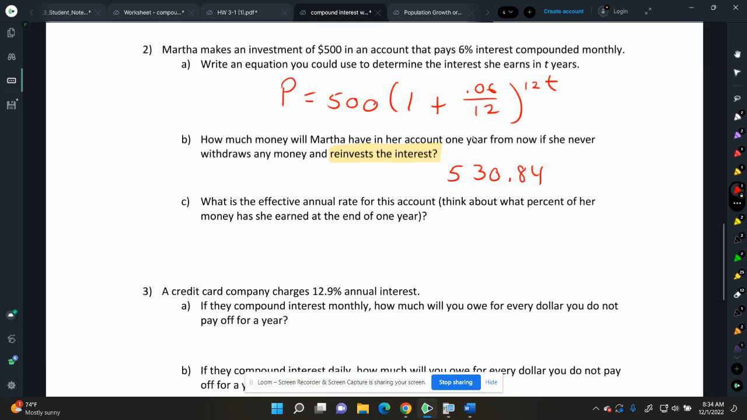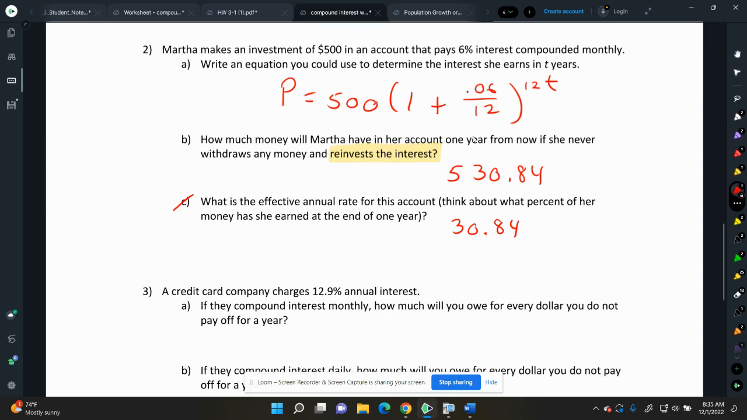Skipping part C. Effective interest rate. Well, I'll just quickly explain it. Okay. So effective interest means you're going back to the simple interest. So for instance, in this example above, we have $530.84 at the end of 1 year, which means you have $30.84 of interest at the end of that 1 year.